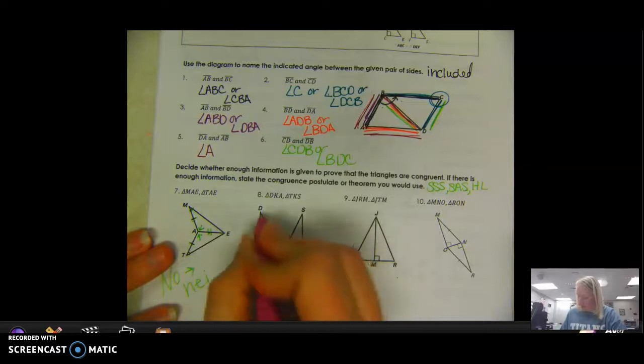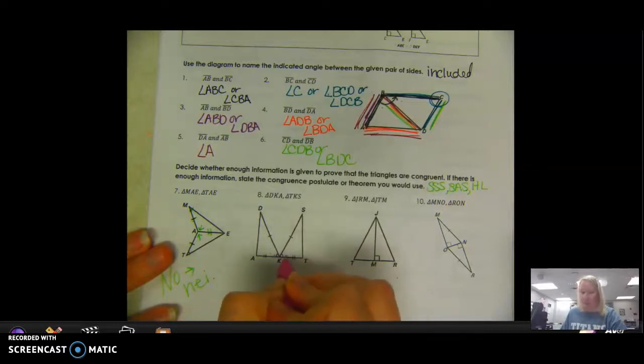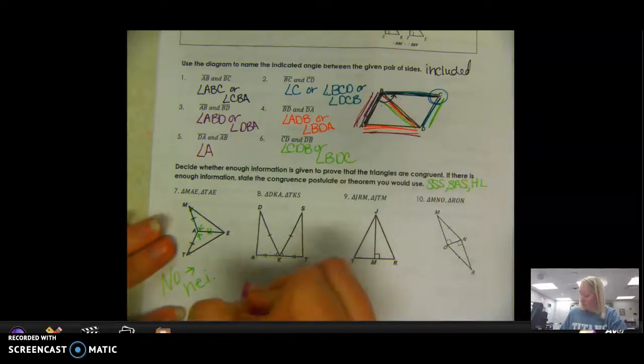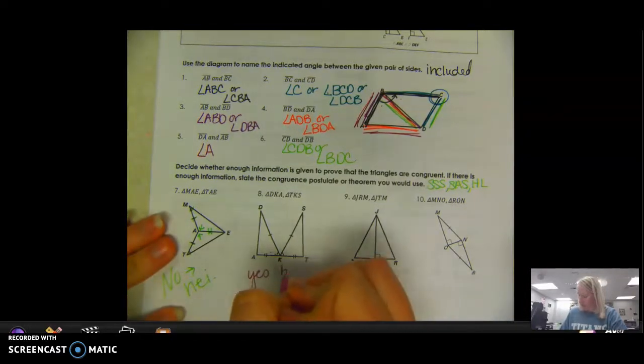Next one, I have this side with this side, I have this angle with this angle, and then this side with this side. This angle is the included angle in between the two sides. So this one would be yes. This is by side, angle, side.